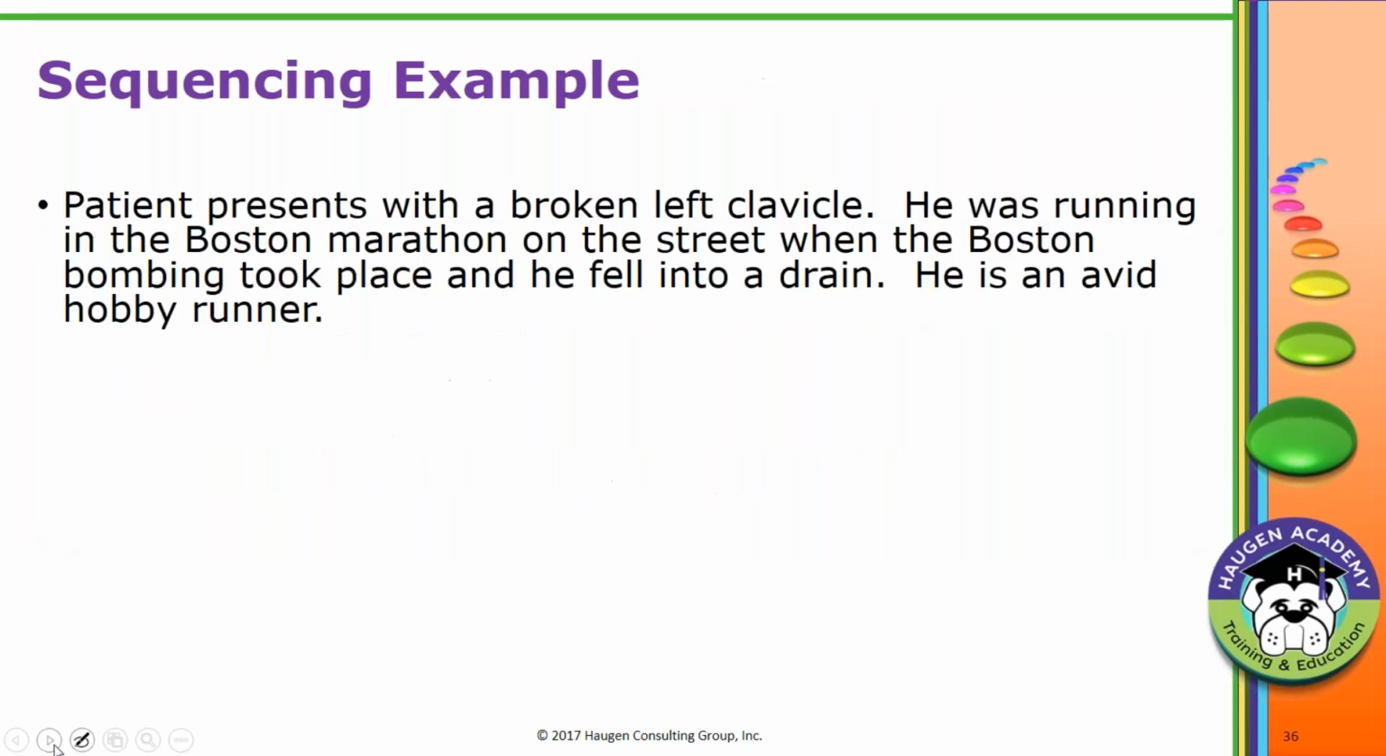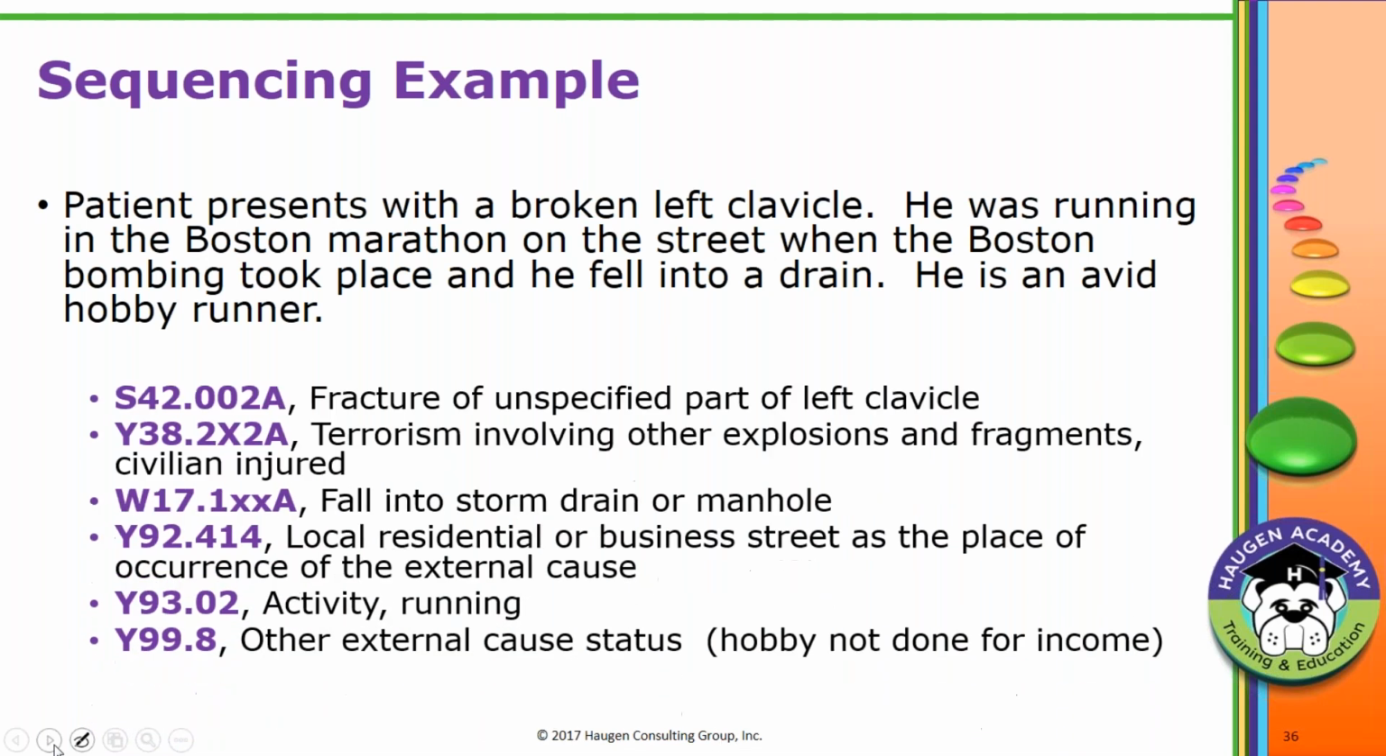Let's give you a sequencing example here. Here we have a patient presenting with a broken left clavicle. As you may know, he was running in the Boston Marathon, which did occur several years ago, on the street when the Boston bombing took place. He fell into a drain. He is an avid hobby runner. So if you can see some of the codes here, we have obviously the injury code, the S42. The Y38 is the terrorism, and that's going to be your first code based off of coding guidelines.